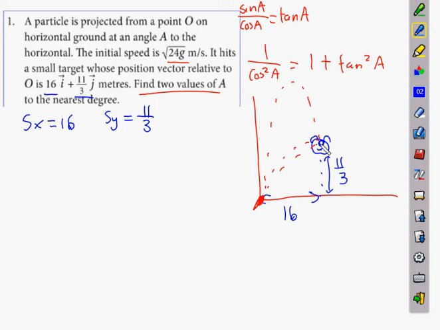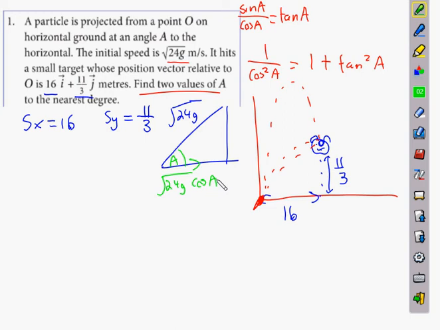That makes sense? So we're going to go through constructing our equation. We're told that it has an initial speed of root 24g. So root 24g is the speed, and then the x component is going to be root 24g, anybody? Cos A. Remember, u cos A? It's the same thing. And then the other one? Root 24g sin A.